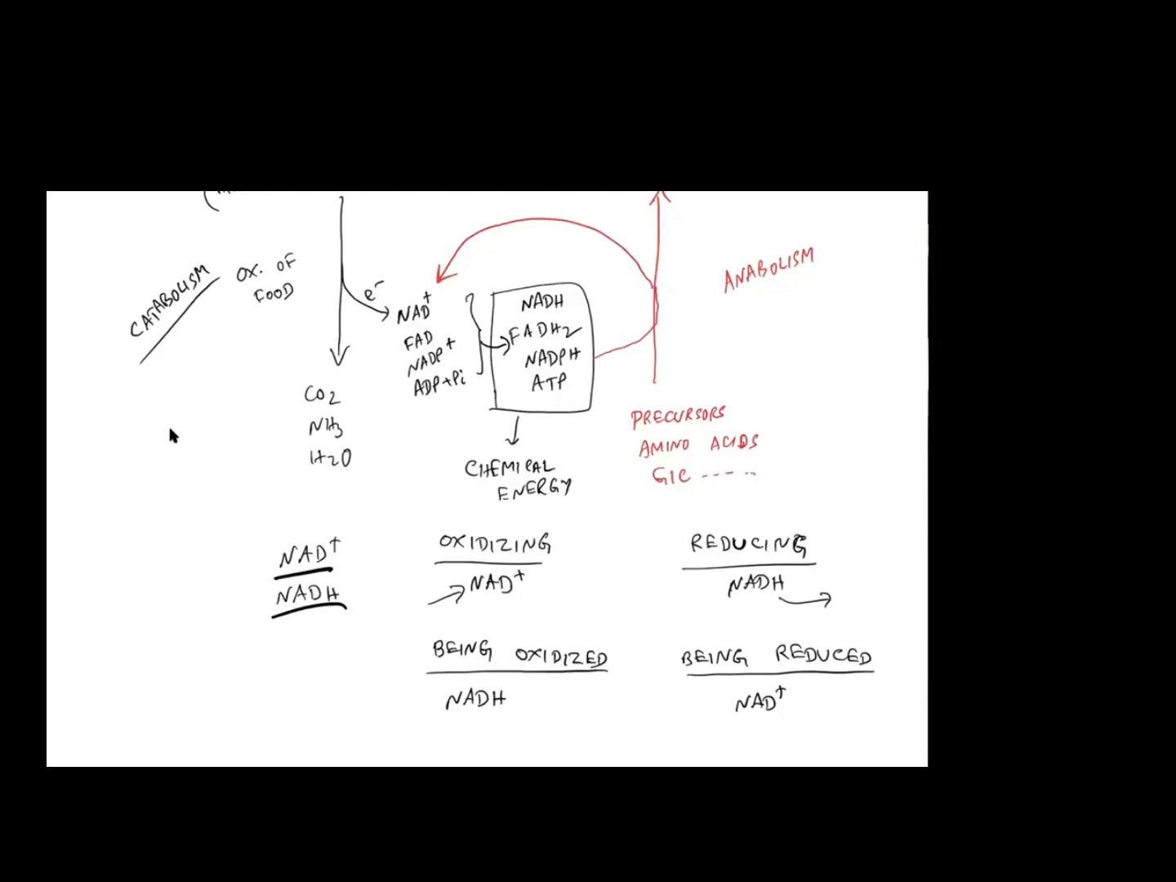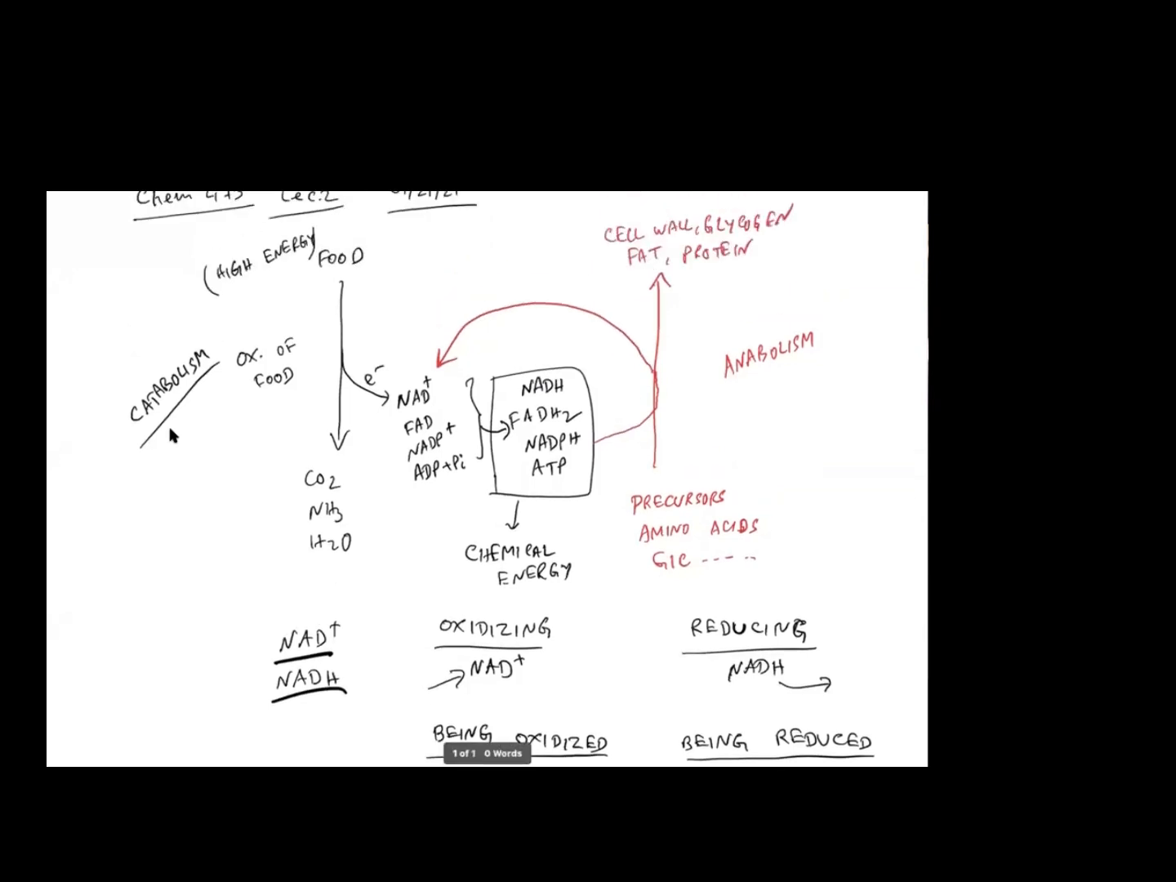Whichever gives electrons is the reducing agent because it is reducing something else. And whichever accepts electrons is the oxidizing agent because it is accepting electrons from something else. So it is oxidizing that other compound and itself taking the electrons. All right, so yeah, that is the general idea.